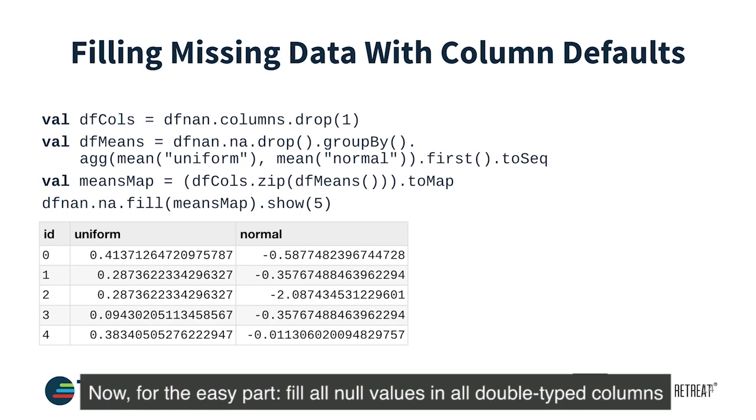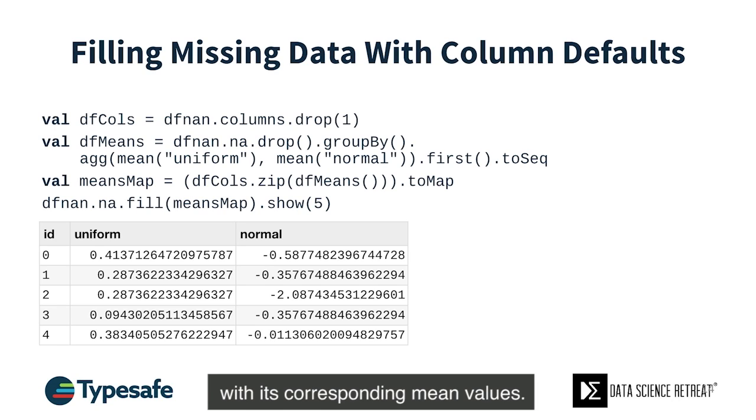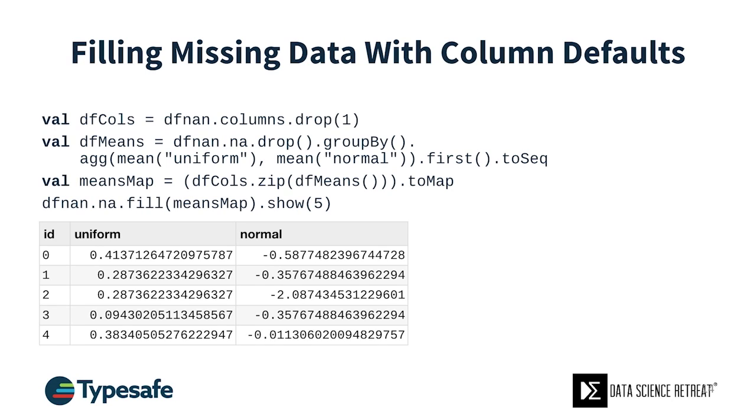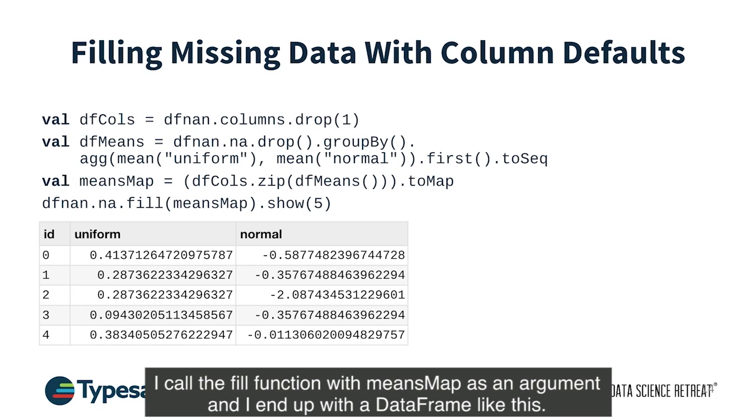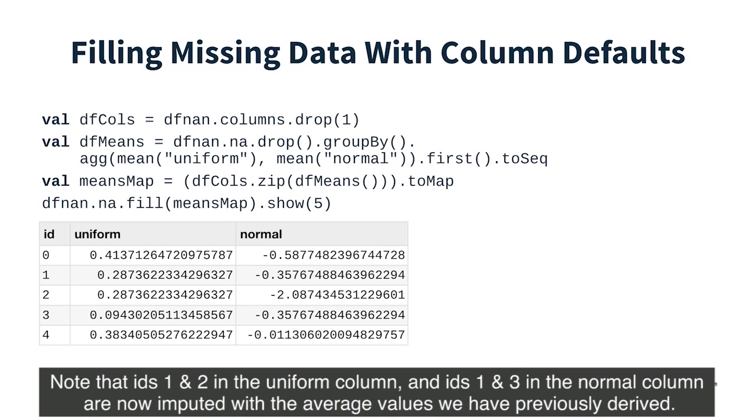Now for the easy part. Fill all null values in all double-typed columns with its corresponding mean values. I call the fill function with means map as an argument, and I end up with a data frame like this. Note that IDs 1 and 2 in the uniform column and IDs 1 and 3 in the normal column are now imputed with the average values we have previously derived.